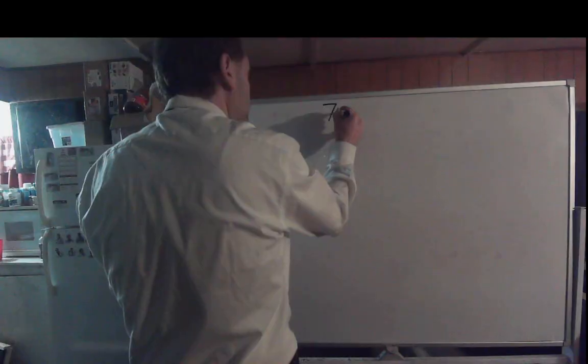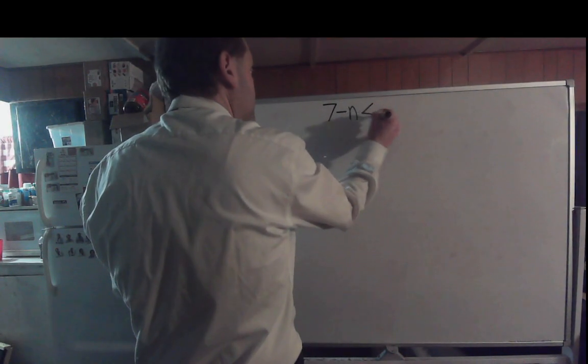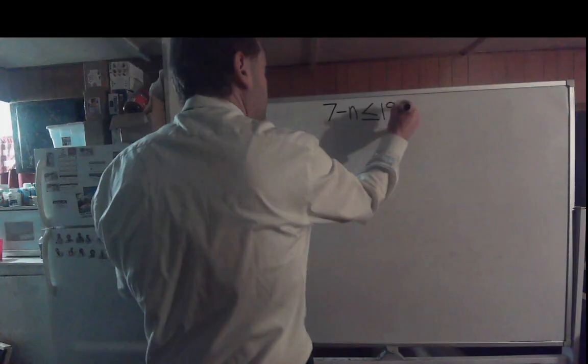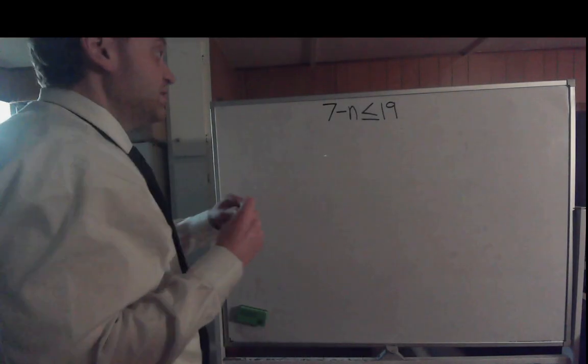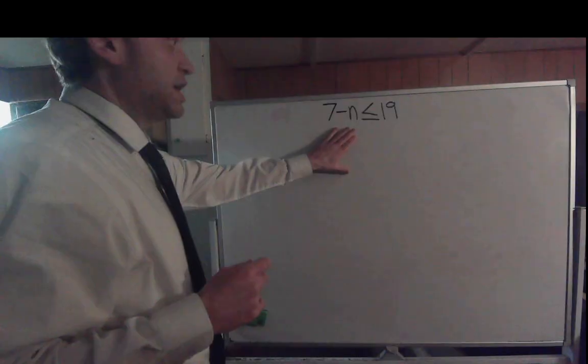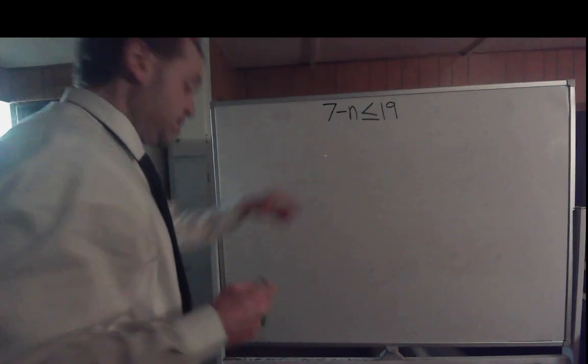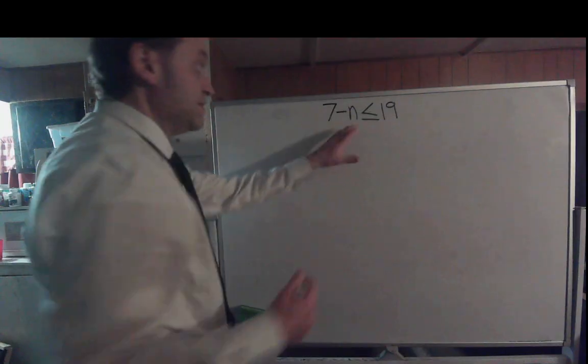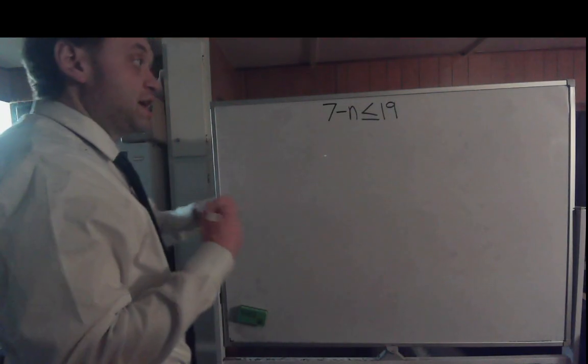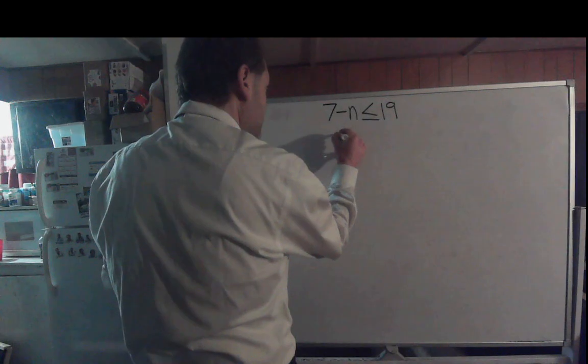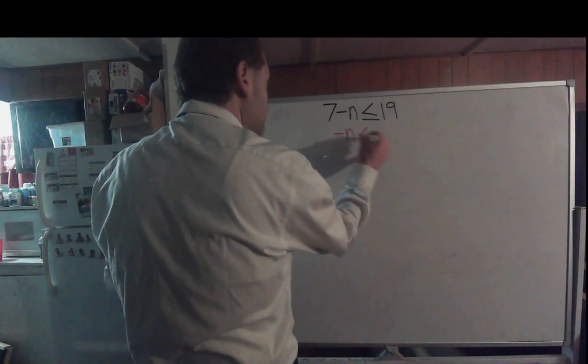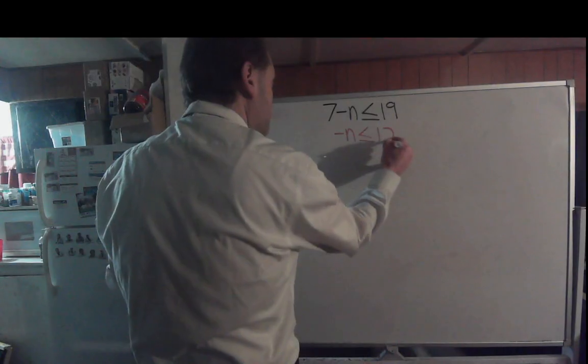What if then we had 7 minus n is less than or equal to 19? So we have 7 minus n is less than or equal to 19. Well, of course, get that negative n by itself first. So subtract 7 from both sides. You would get that negative n is less than or equal to 12.